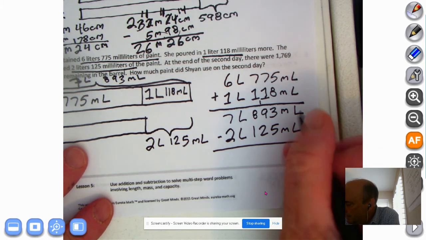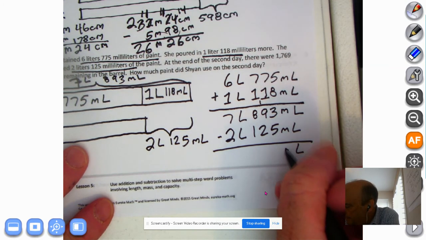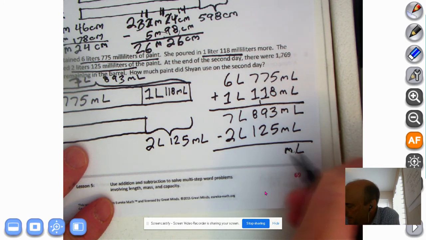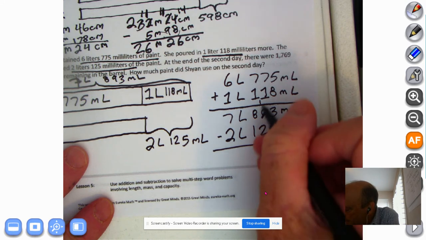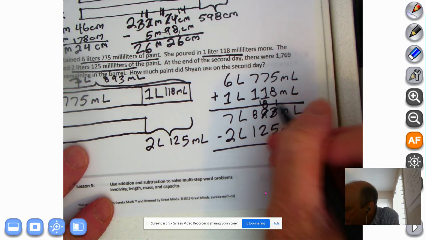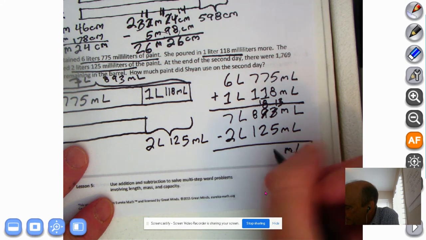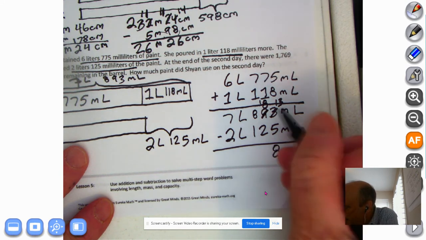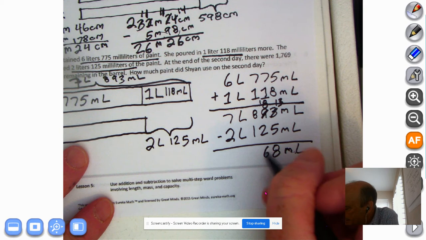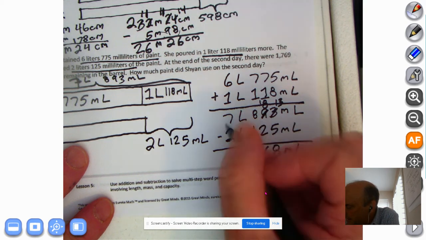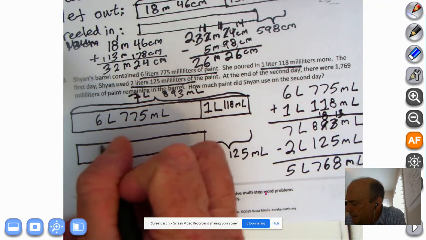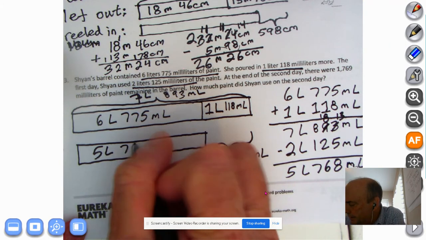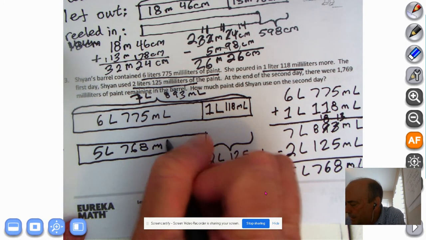Whew, what a problem. I'm going to put an L and an M for milliliters, and we're going to do some subtracting. I can't take 5 milliliters away from 3, so it becomes 13 milliliters. 13 minus 5 is 8. 8 minus 2 is 6. 8 minus 1 is 7. Bring down the liters. 7 minus 2 is 5. That's what we have at the end of the first day: 5 liters, 768 milliliters. But we're not done.